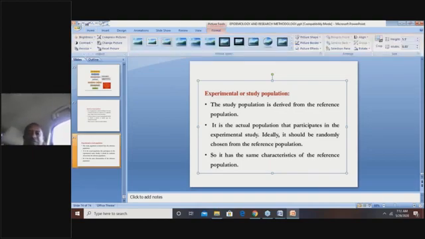So finally, you look at the study population. We say that the study population is derived from the reference population. So under the reference population, you now have the study population. It's the population that actually participates in the experimental study. So we can say this is the reference population, but it's not everybody that will participate. That number that participates is the study population. It should have the same characteristics as the reference population.